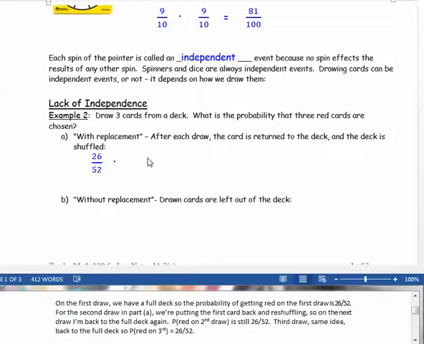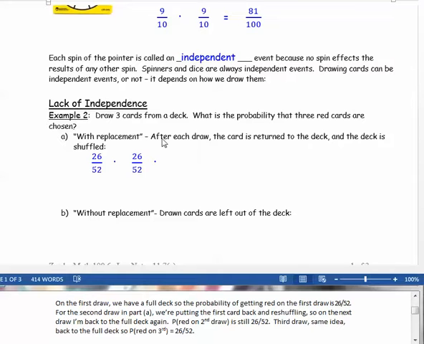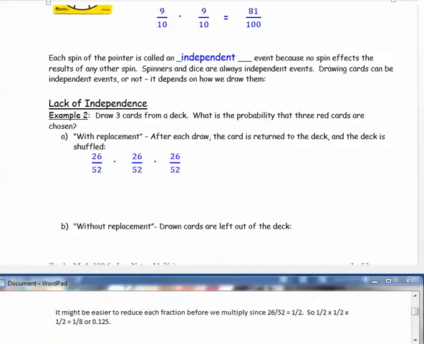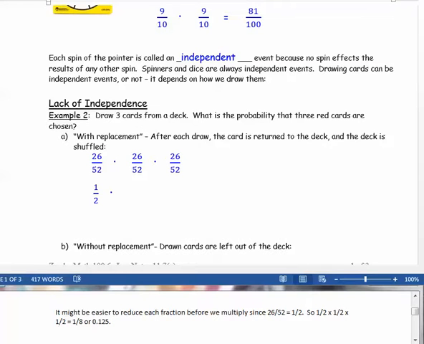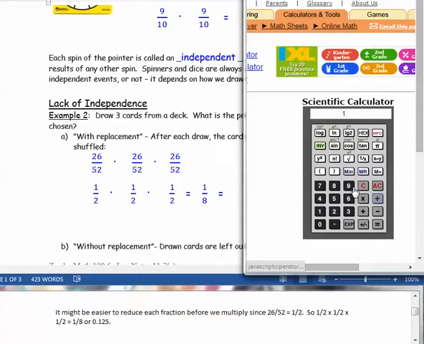For the second draw in part A, we're putting the first card back in and reshuffling. So we're back to the full deck again. So the probability of red on the second draw is still 26 out of 52. Third draw, same idea. I'm back to the full deck, so the probability of red on the third is again 26 out of 52. It might be easier to reduce each fraction before we multiply, since 26 out of 52 is 1/2. So we'll get 1/2 times 1/2 times 1/2, which equals 1/8. Or if we want to convert to decimal form, that would be 1 divided by 8, which is 0.125.